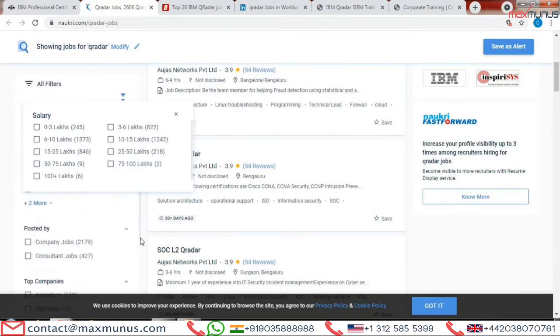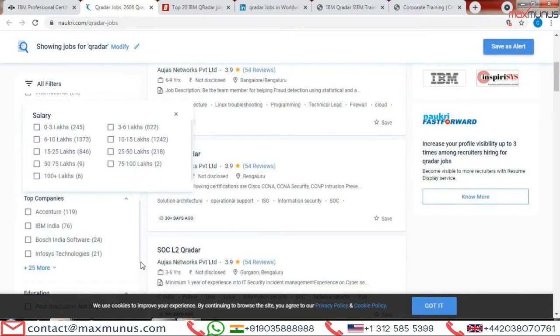Let's see which companies are hiring for IBM Curator in India. Accenture is at the top with 119 job openings. IBM India, Bosch India Software, and many other companies are also hiring for IBM Curator across India.